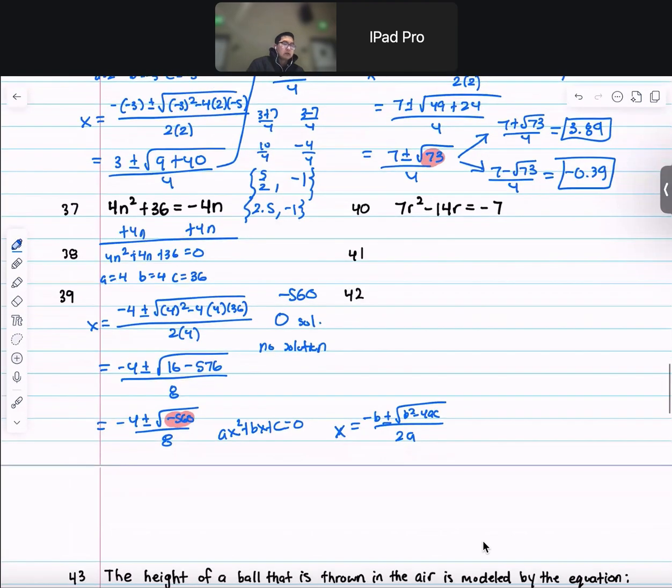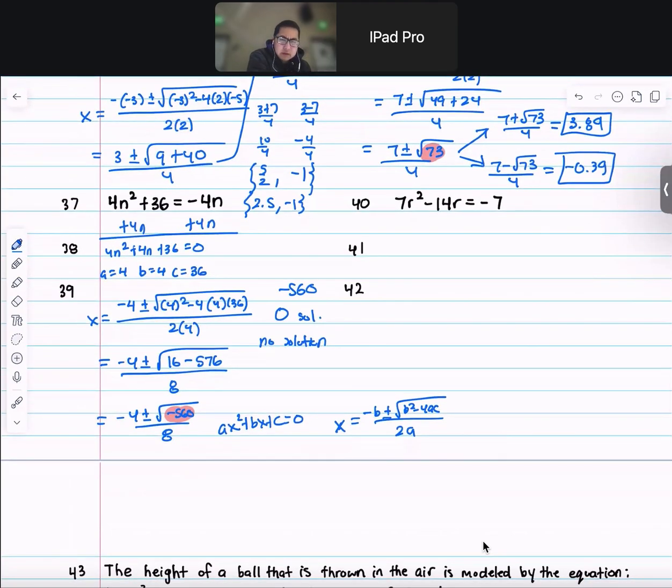Okay, last quadratic formula problem. Okay, so for this one, you guys, again, the equation is not equal to 0, so we need to add this 7 to both sides. 7r squared minus 14r plus 7 is equal to 0. A equals 7, B equals negative 14, and C is equal to 7, yeah?